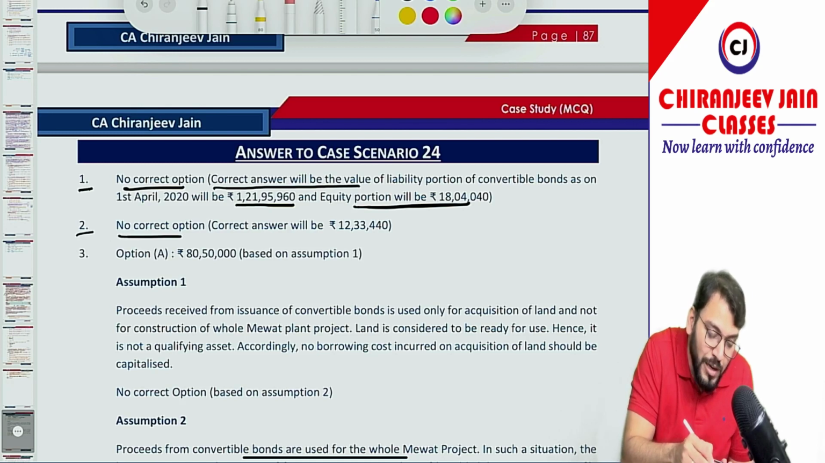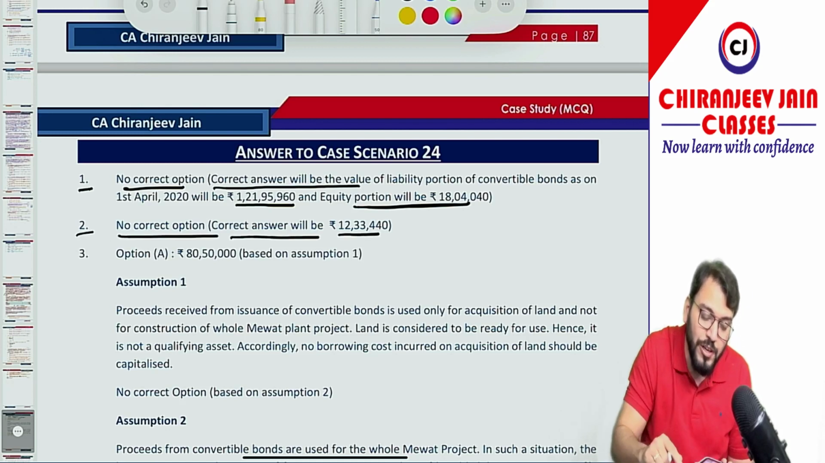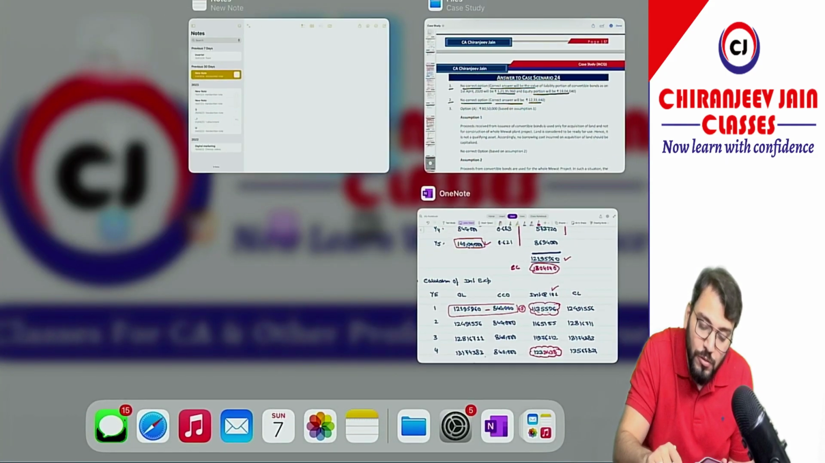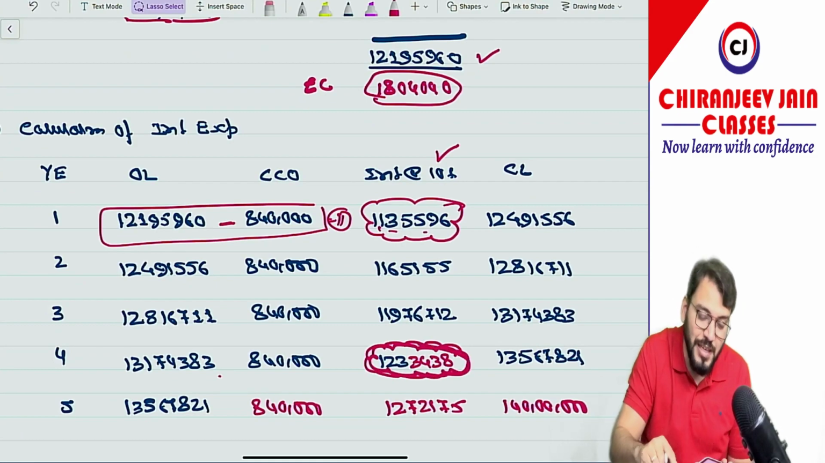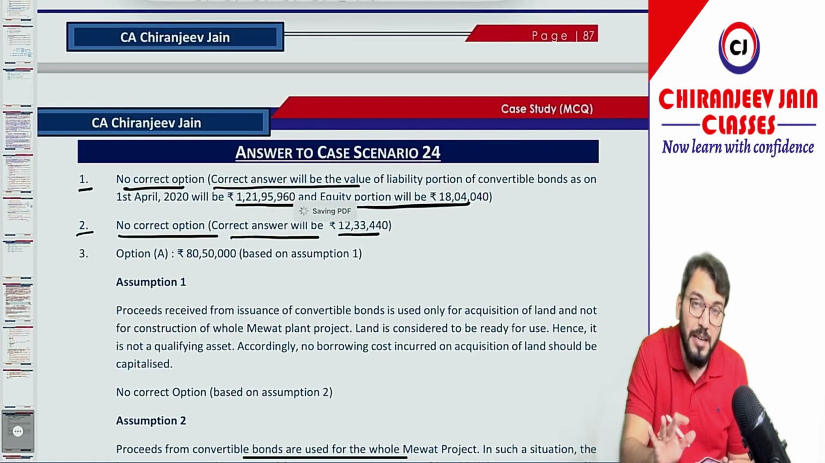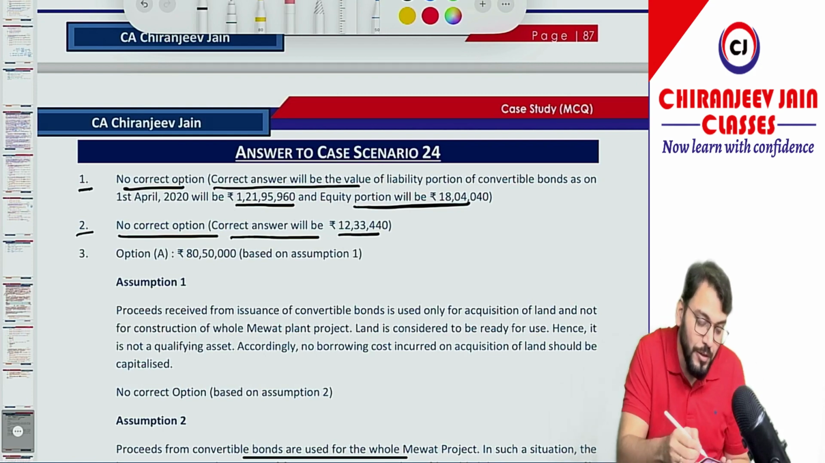For point number 2, no correct option has been given. The correct answer will be 12,33,440. So what will be our answer? Check. 12,33,438, which means 440 you can see. So our answer is correct. Understood? This means in this no correct option has been given.